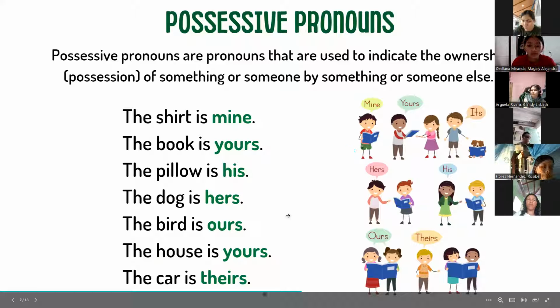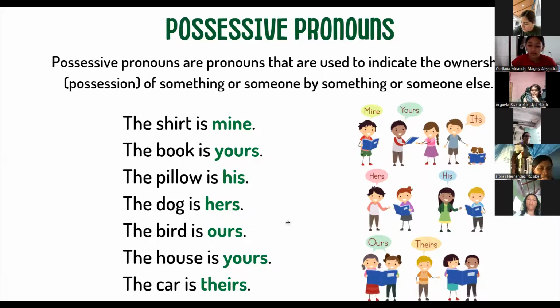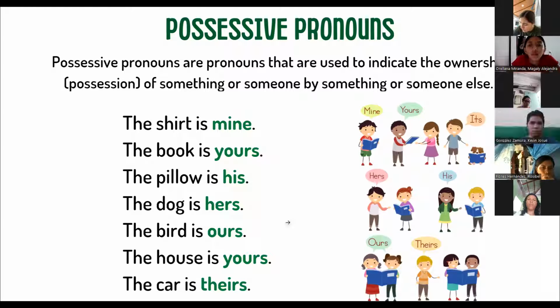Possessive pronouns are pronouns that are used to indicate the ownership, possession of something or someone by something or someone else. The shirt is mine, the book is yours, the pillow is his, the dog is hers, the beer is ours, the house is yours, the car is theirs. Okay, very good. So possessive pronouns also show possession of something.